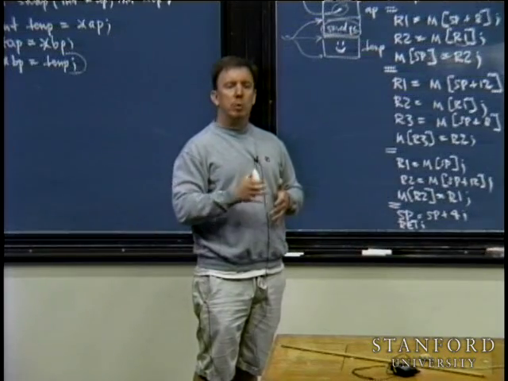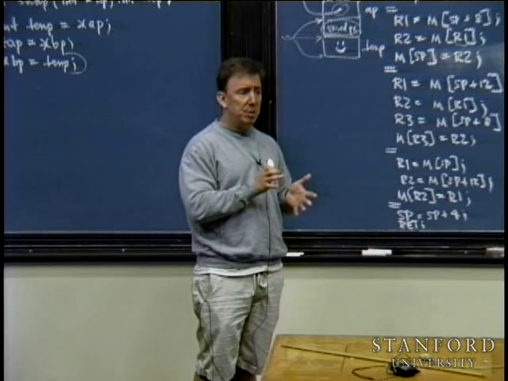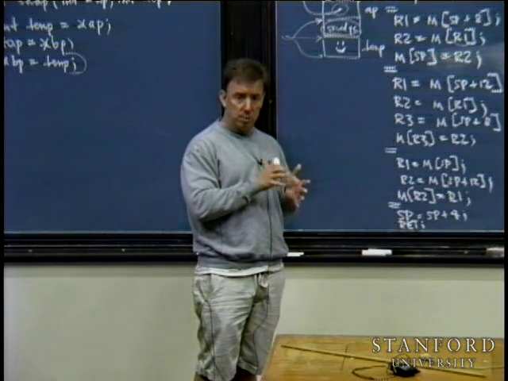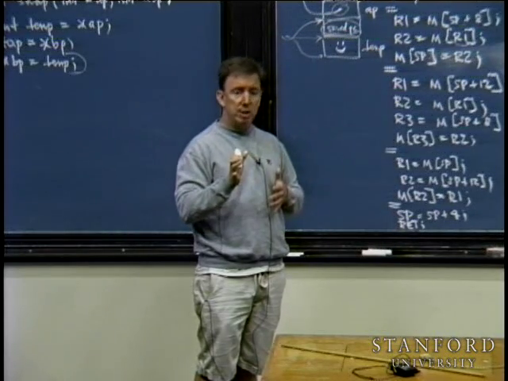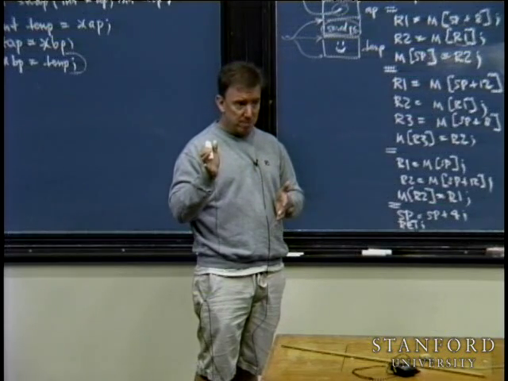The only difference between structs and classes in C++ is that the default access modifier for classes is private, and the default access modifier for structs is public. Does that make sense to people? Okay.